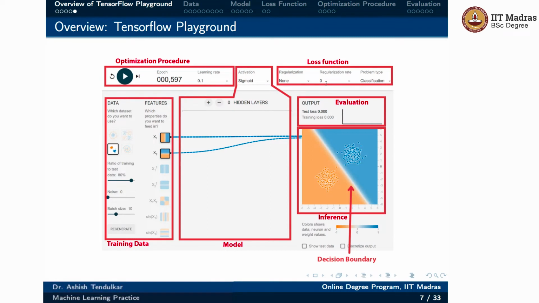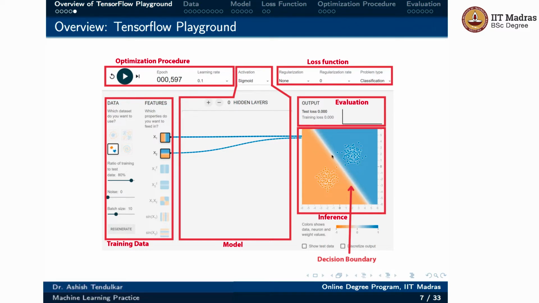So this is how TensorFlow Playground looks like, except for the bounding boxes that we have drawn to showcase or to label different components. So we have training data on the left pane, then we have model, we have a loss function here, then optimization procedure, a small area to visualize the evaluation metrics, and a place to visualize the model that was learned. So specifically, the playground shows the boundary between two classes as model is learning it while undergoing the training process.